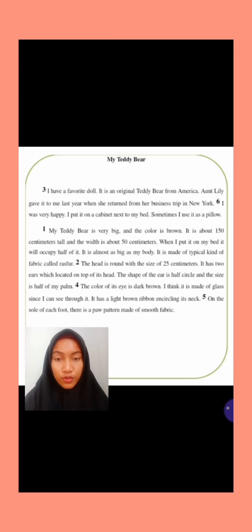And the next one is number 2. The head is round with the size 25 centimeters. It has 2 ears which are located on top of its head. The shape of the ear is half circle and the size is half of my palm. The next one is number 4. The color of its eyes is dark brown. I think it's made of glass since I can see through it. It has a light brown ribbon circling its neck. And the last one is number 5. On the sole of each foot, there is a paw pattern made of smooth fabric.